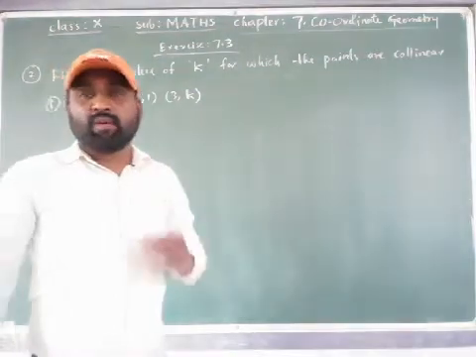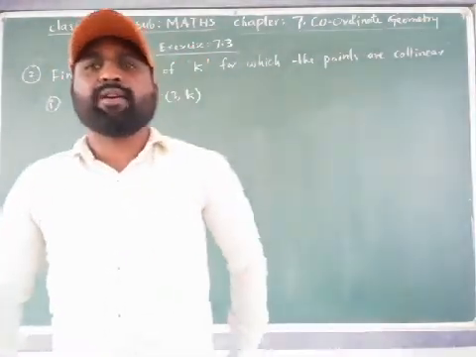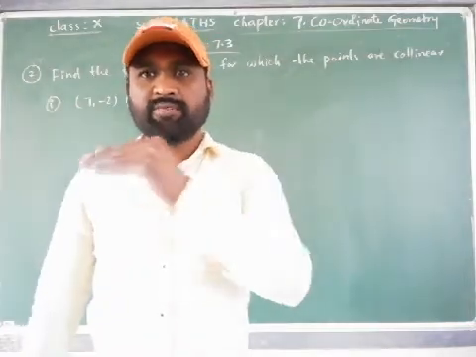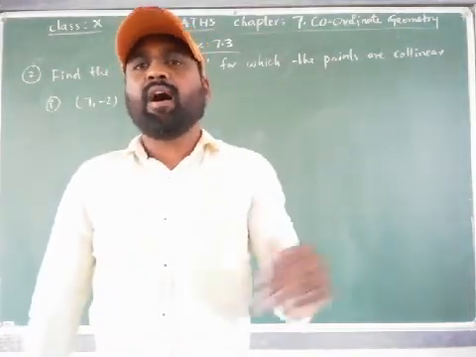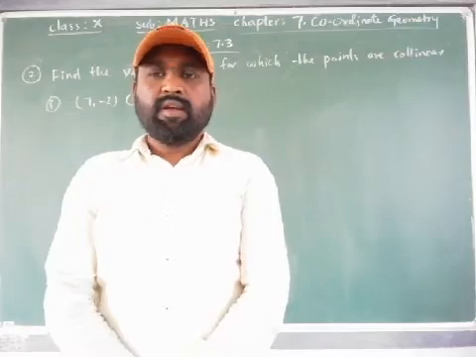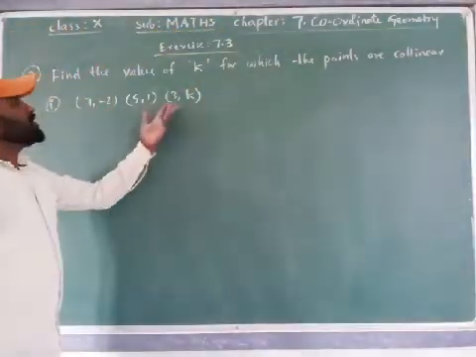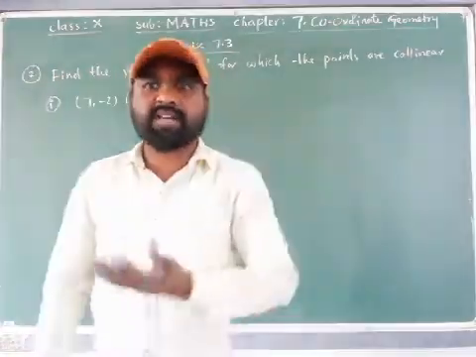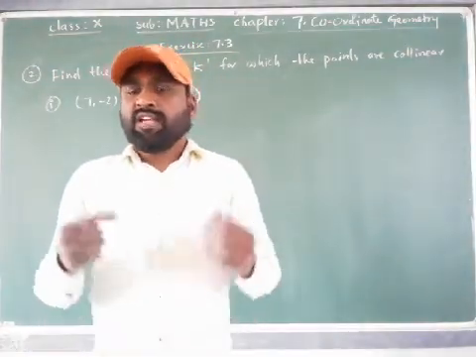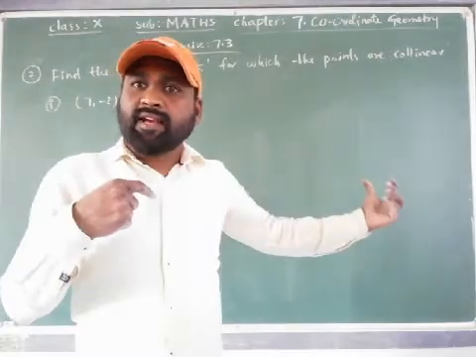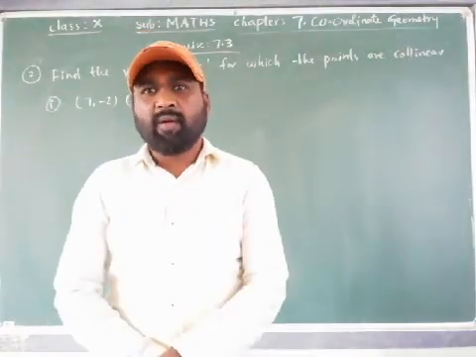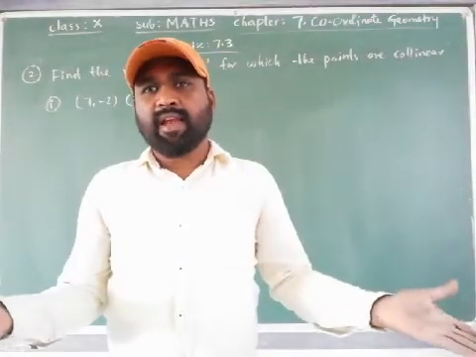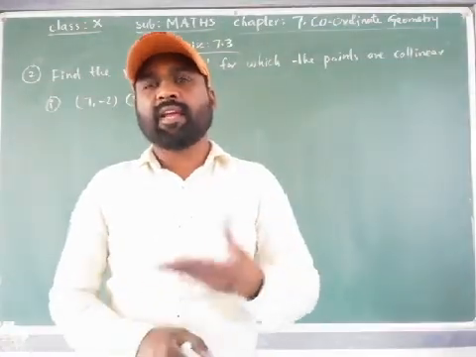What is meant by collinear? Collinear points means the points which lie on the same line. But in this, 3 points are given. If you suppose these are the vertices of a triangle, and the 3 points are lying on the same line, a triangle cannot form at all. If 3 points are lying on the same line, how can you draw the triangle? The triangle cannot be formed.